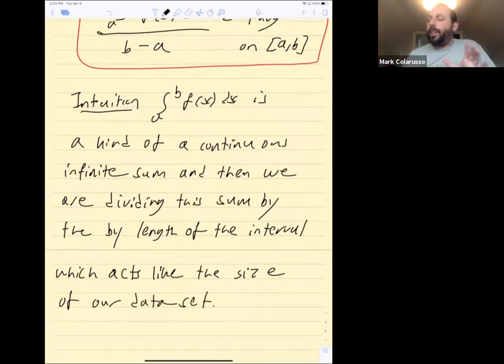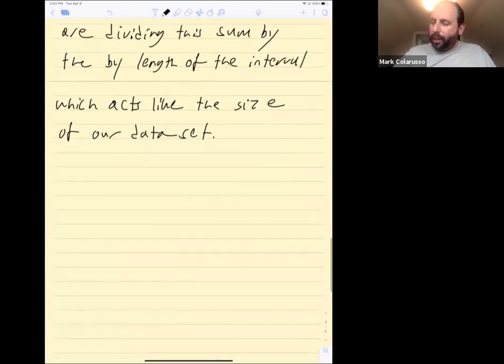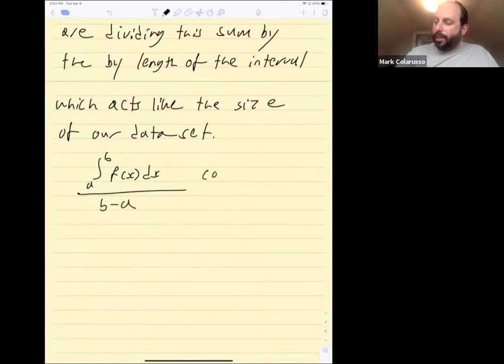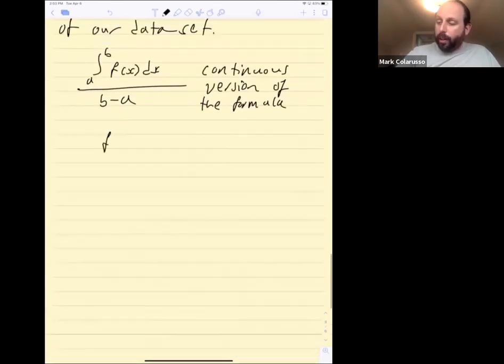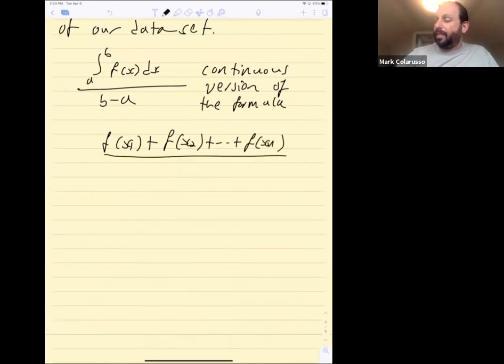Okay, so that's kind of my intuition. I think of this quantity, the integral from a to b of f(x) dx over b minus a, as being a continuous version of the formula that I talked about above, where you have f(x1) plus f(x2) plus up to f(xn). That's how I view it intuitively.